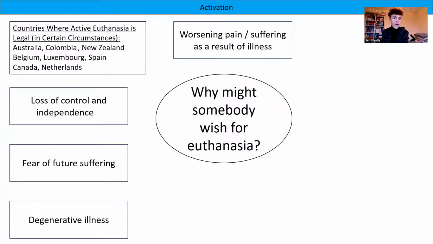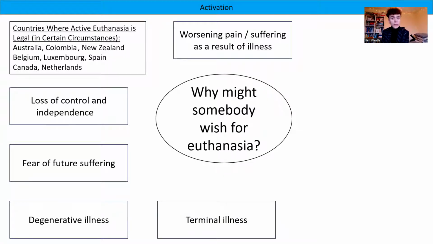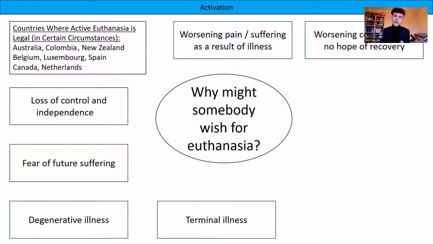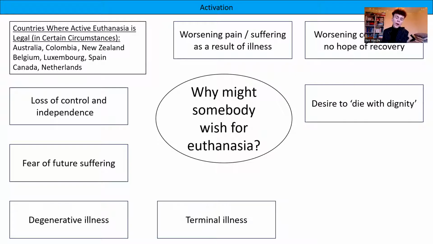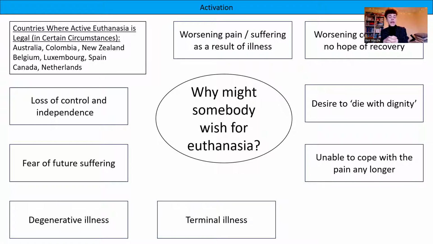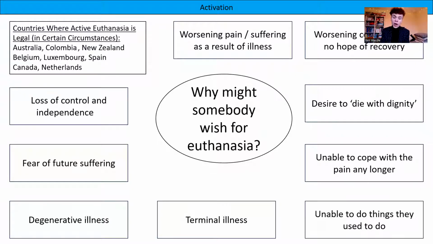It might be because they face worsening pain or suffering as a result of an illness. They might have a terminal illness, so they know that there is no recovery. And again, they'd like to die peacefully on their own terms in an environment of their choice. Again, it could be a worsening condition with no hope of recovery. They might express a desire to die with dignity. They might say they're unable to cope with the pain any longer, or they might be unable to do things they used to do. So, of course, very similar to that idea of a loss of control and independence.